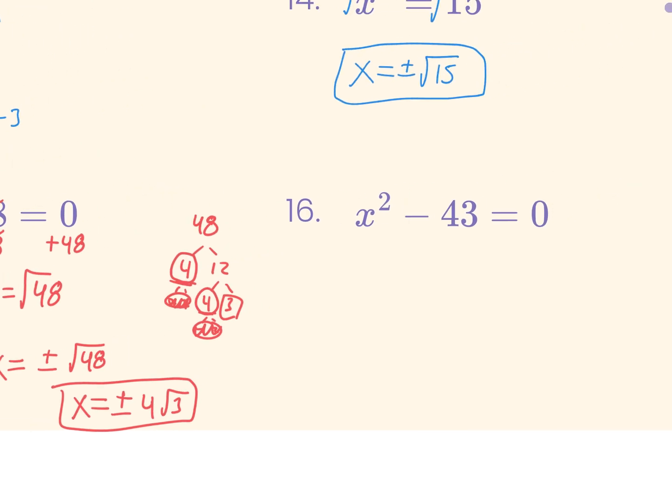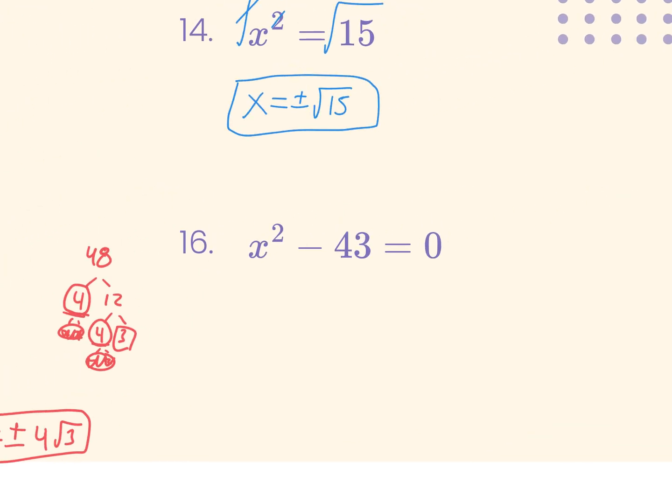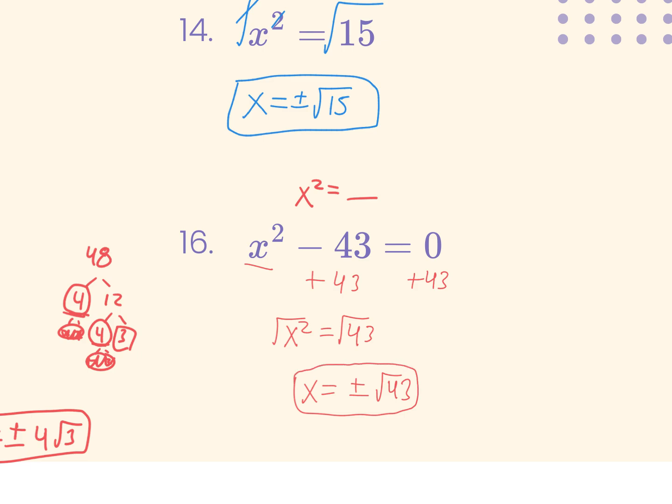All right, and then I can look at number 16 and do the exact same thing. Again, with these kinds of problems, I see the x squared, but I don't see an x. So I for sure want an x squared equals something. All right, and so to get that, I'm going to add 43 on both sides. And so I get x squared equals 43. And then I can square root both sides, and then I get x equals plus or minus the square root of 43. All right, and I can't simplify the square root of 43 anymore, so I just leave it alone.